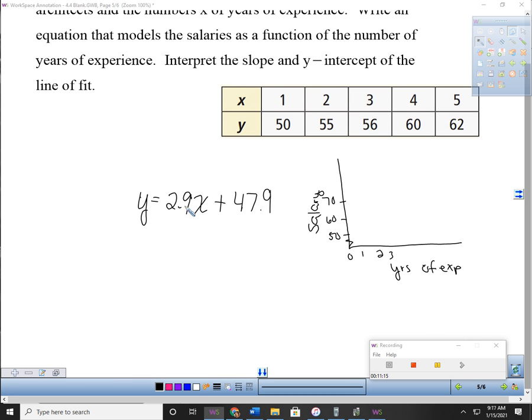All right, and then we know that we're starting at 47.9. This is our Y-intercept, correct? So that's about right here, and then it's going up, correct?